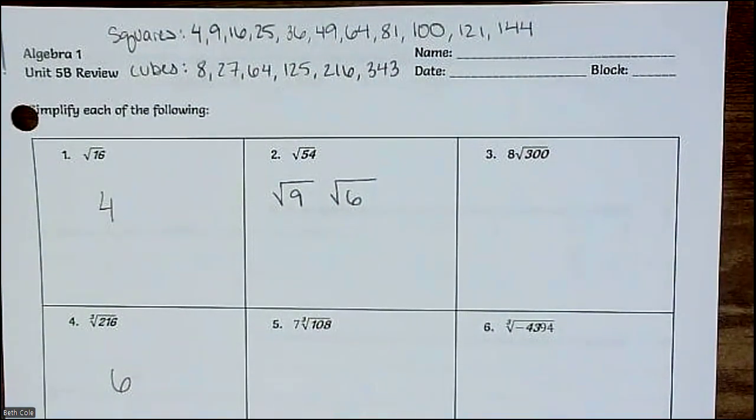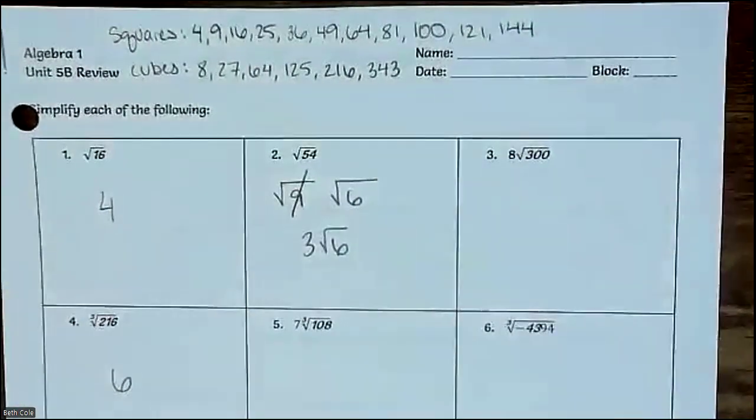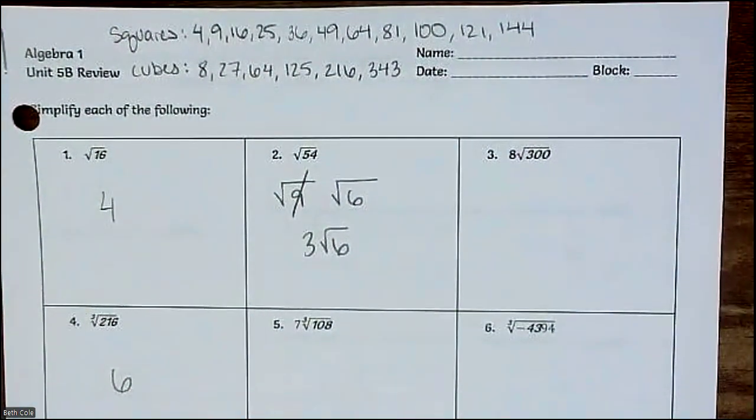It's not a dead end number. What is your square root of 9? 3. So 3 square root of 6. That's kind of like this whole unit. That's really all you need to be able to do.